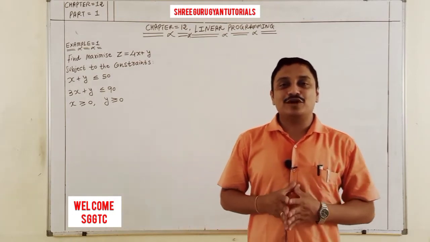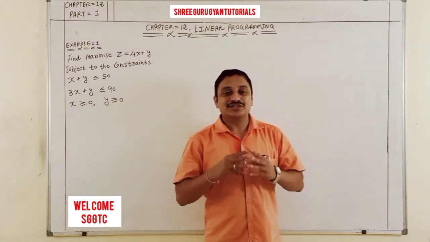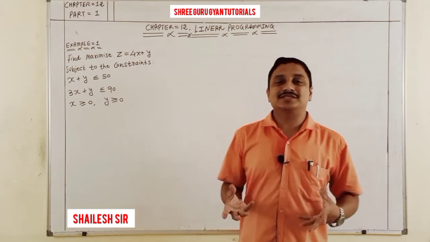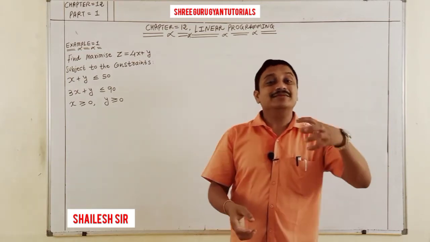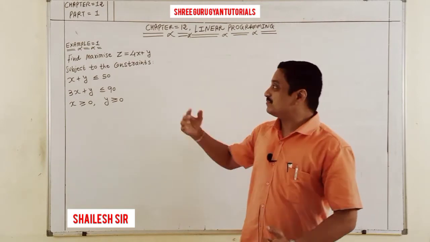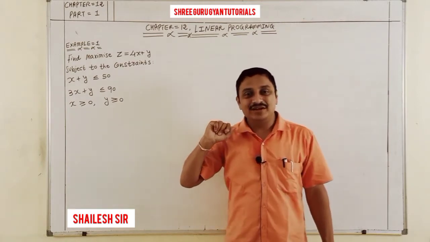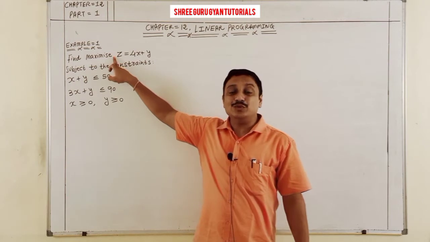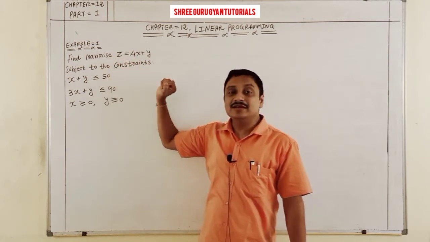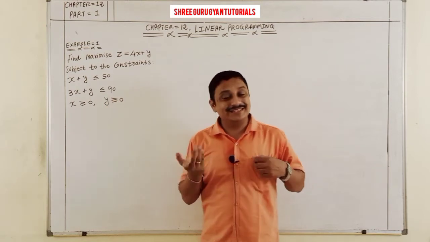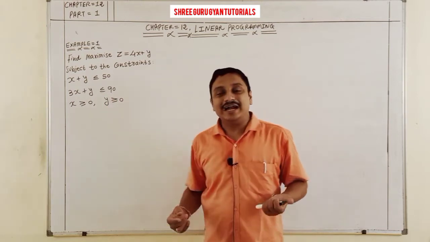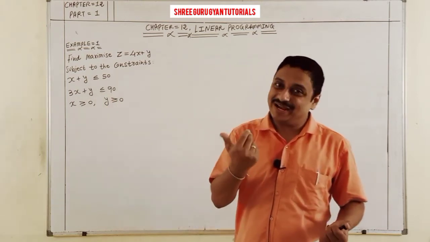Students, in this linear programming chapter, we find the maximum and minimum values of an objective function subject to constraints. So in this chapter, first we start with example 1: find the maximum value of z = 4x + y, subject to x + y ≤ 50, 3x + y ≤ 90, and the other two constraints x ≥ 0, y ≥ 0.